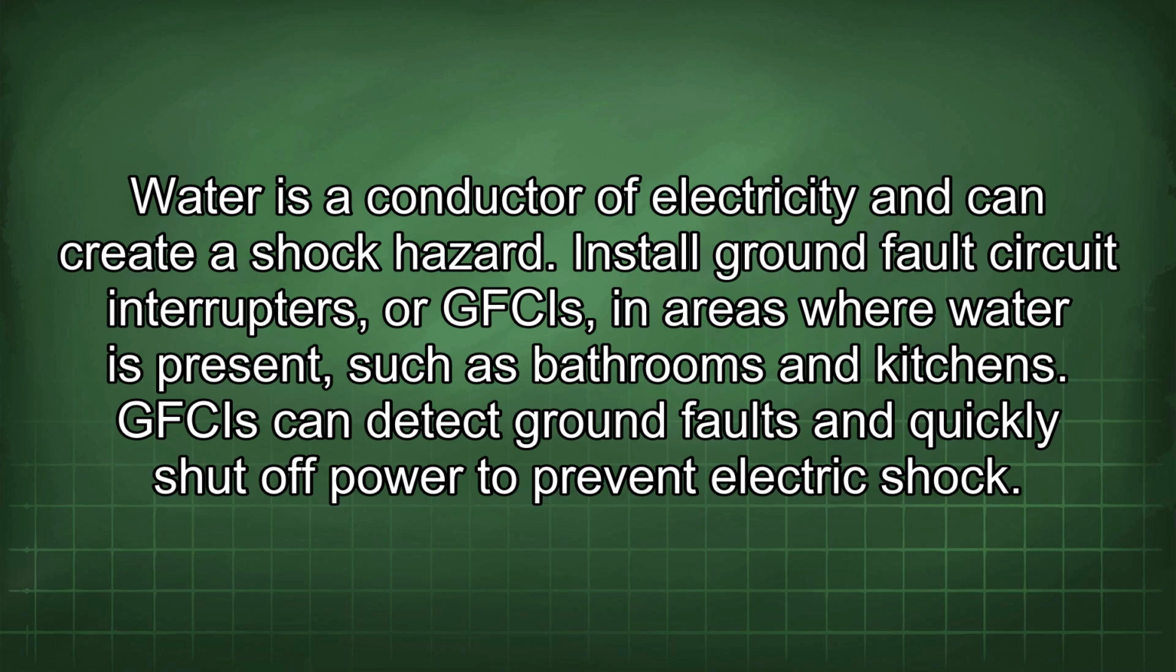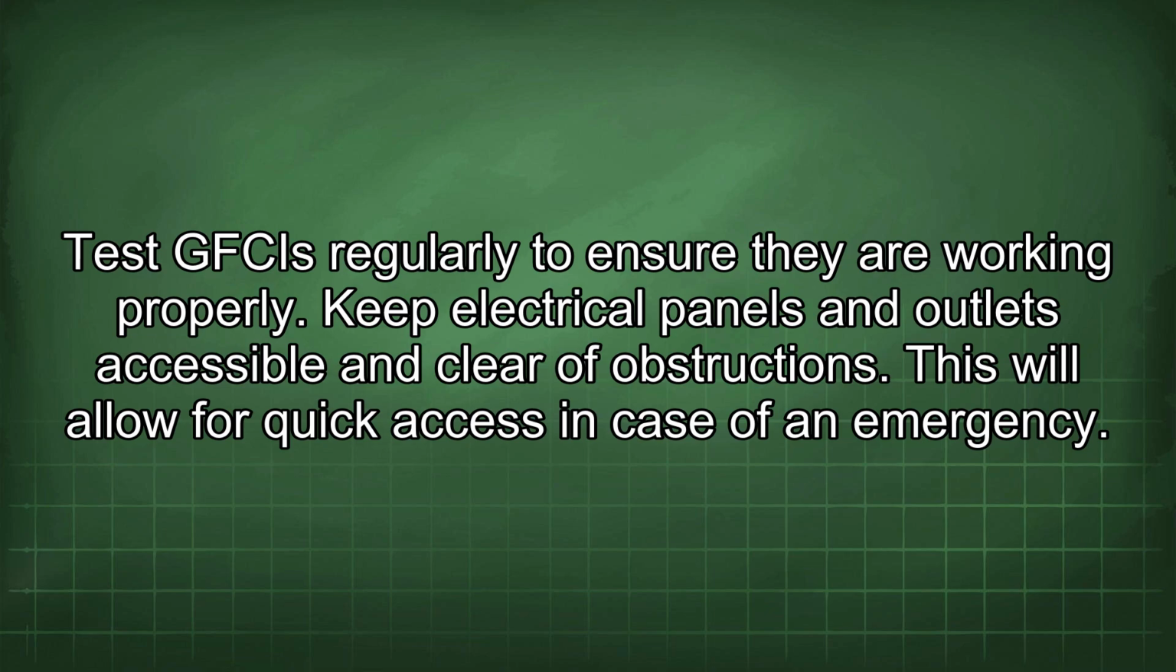Install ground fault circuit interrupters, or GFCIs, in areas where water is present, such as bathrooms and kitchens. GFCIs can detect ground faults and quickly shut off power to prevent electric shock. Test GFCIs regularly to ensure they are working properly. Keep electrical panels and outlets accessible and clear of obstructions. This will allow for quick access in case of an emergency.